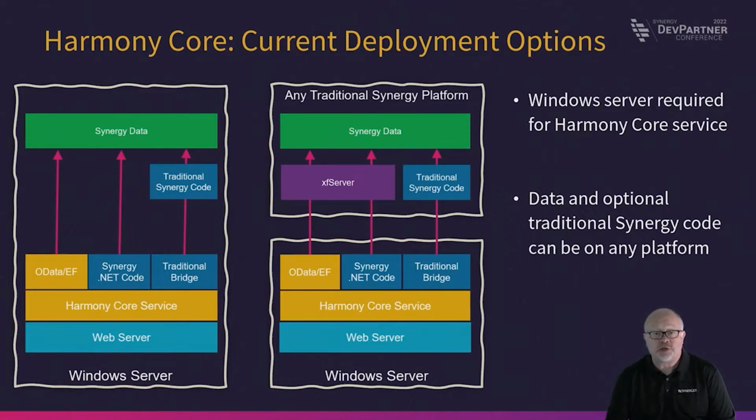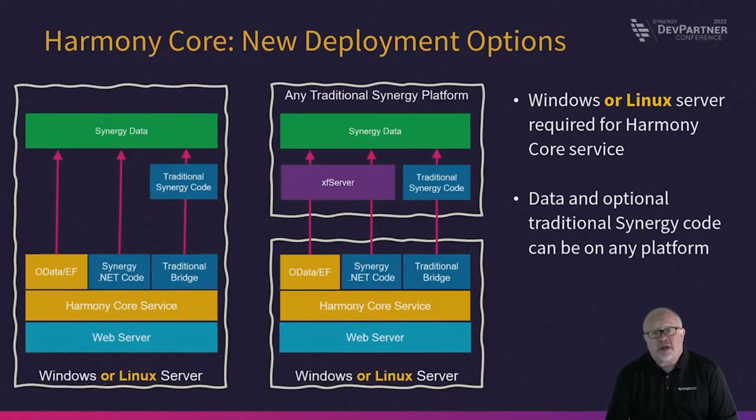The diagram on the right shows a two-system configuration. The web service components are still hosted on Windows, but the application's data and code are hosted on a different system. That system could be any traditional Synergy platform. In this scenario, XF Server is used to access the application's data. And if the traditional bridge is used to access traditional Synergy business logic, then an SSH tunnel is used to transport the JSON RPC messages. While not quite as fast as the single server solution, performance is generally very good, certainly exceeding that of earlier solutions.